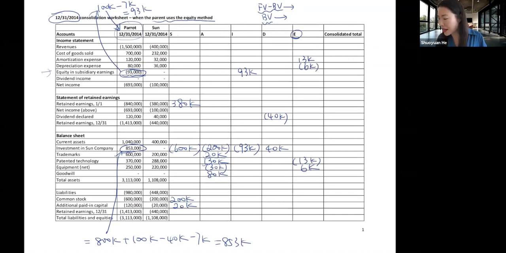And then the next step is to do the consolidated total numbers. For all of the income statement accounts, we just add them up horizontally. So total revenue is 1,900,000. Cost of goods sold, 900.